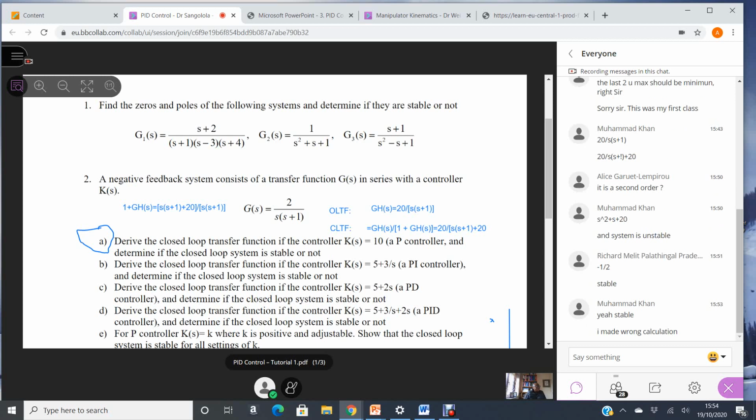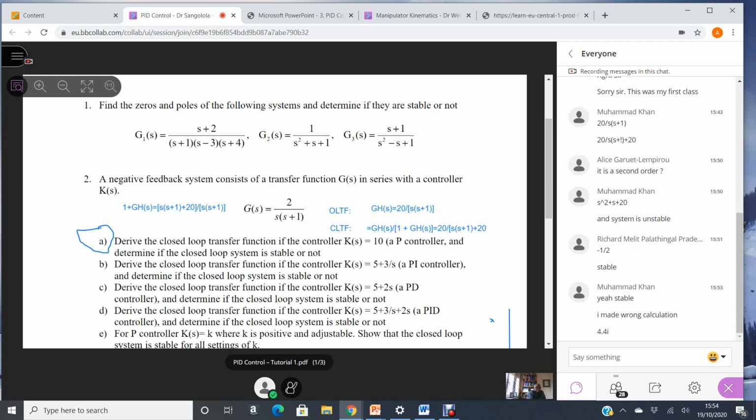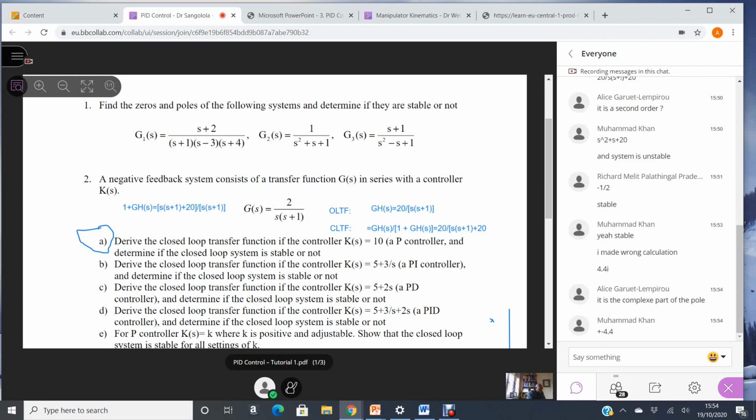If I ask you to find the vertical distance of the poles from the real axis, what will it be? In other words, solve that quadratic, give me the complex numbers. 4.4i. Okay, so the vertical distance is 4.4.